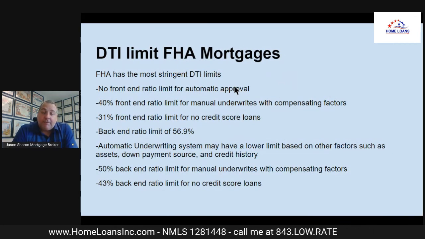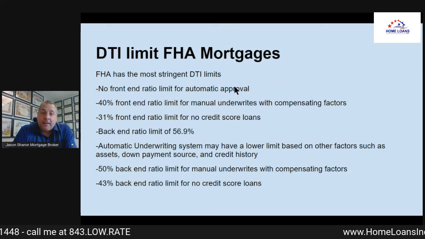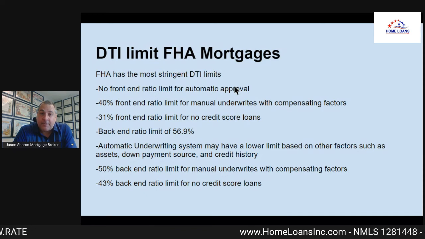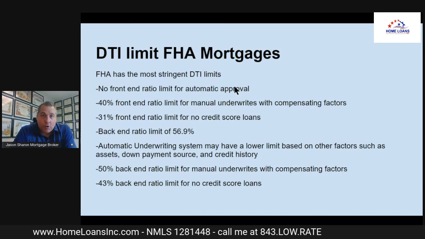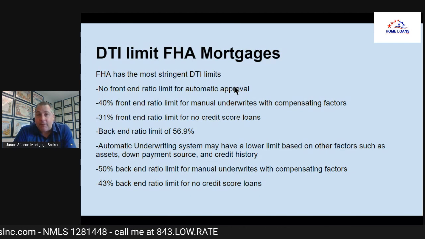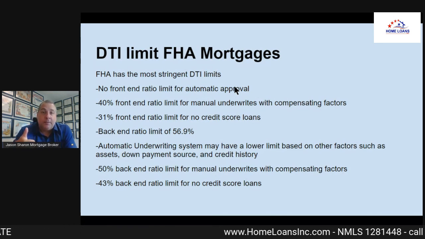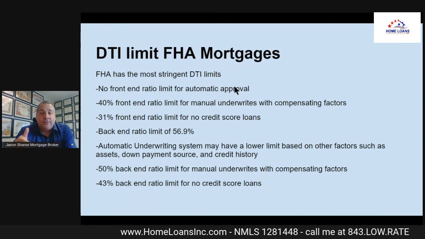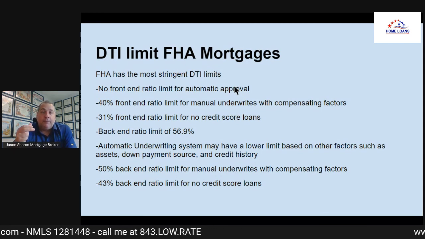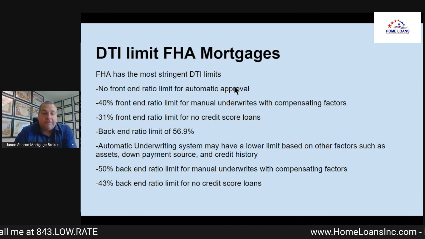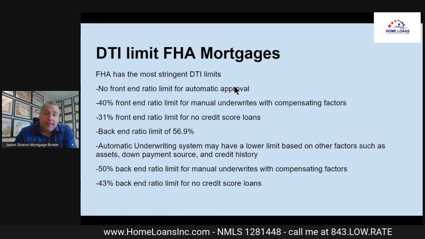FHA limits are definitely the most complex. There's no front end ratio limit for automatic approval, and the back end automatic approval limit is 56.9%. I've closed loans in the 56% range. If you're a manual underwrite, you're going to have a hard stop at 40% front end and a 50% back end ratio limit. And you're going to need compensating factors for those. So, compensating factors are extra money in the bank as reserves, minimal housing increase from what your rent payment is, very good job stability, low residual income calculation, that type of stuff. If you have no credit score, it's a hard stop: 31% front end ratio, 43% back end ratio.